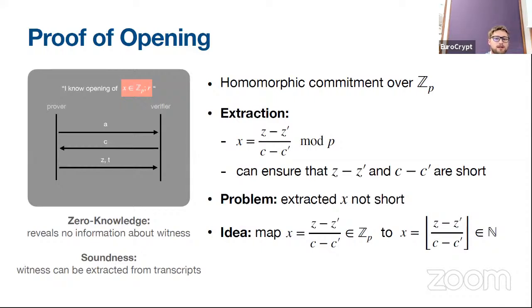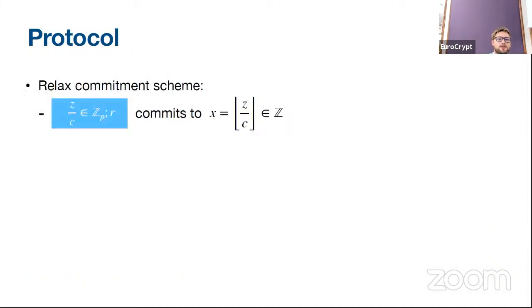integer. And if you do that, then because the numerator and denominator are short, the fraction will also be short if you compute it over the rationals with the standard computation, then you just round it and it will remain short. So this is essentially how we can extract a short value. Now we of course need to make sure that this makes sense.